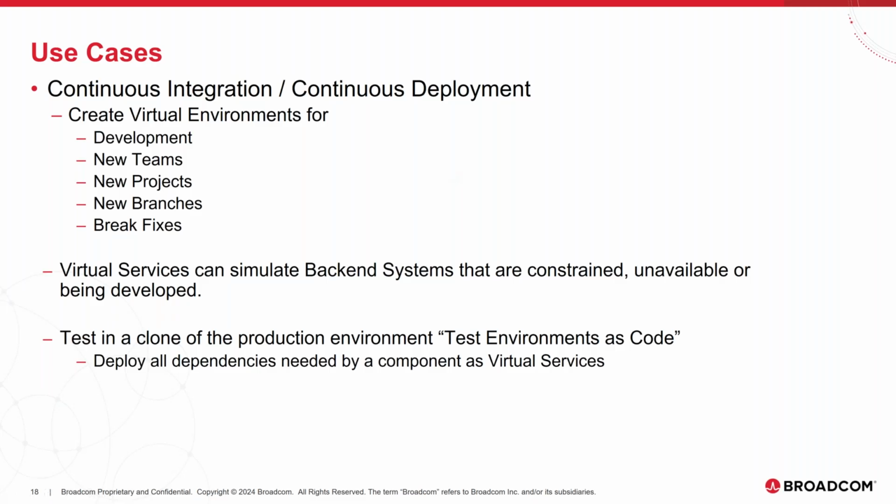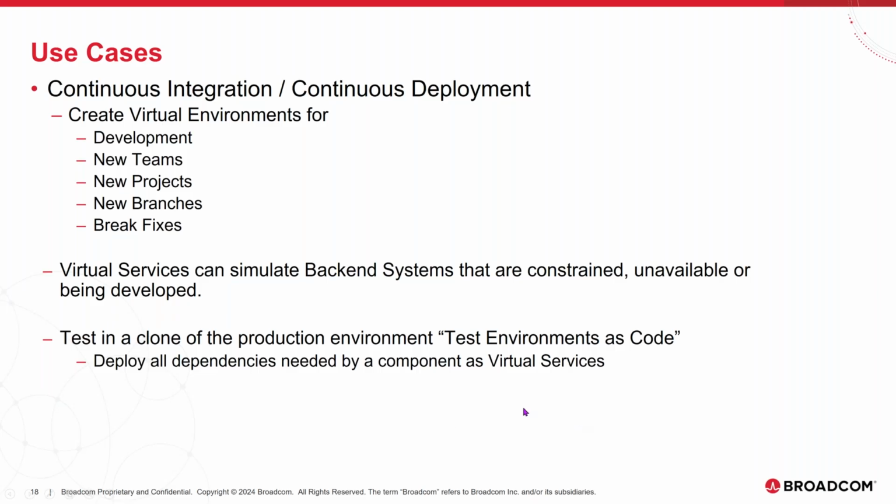You can simulate all the backend systems that are constrained, unavailable, or being developed, because you can bring these up on demand, load in legacy virtual services for legacy systems, and then for the new systems that are under development. This allows you to test in a clone of the production environment. That's a key piece of continuous integration, continuous testing: you want to test in a clone of the production environment. With virtual services, you have test environments as code.